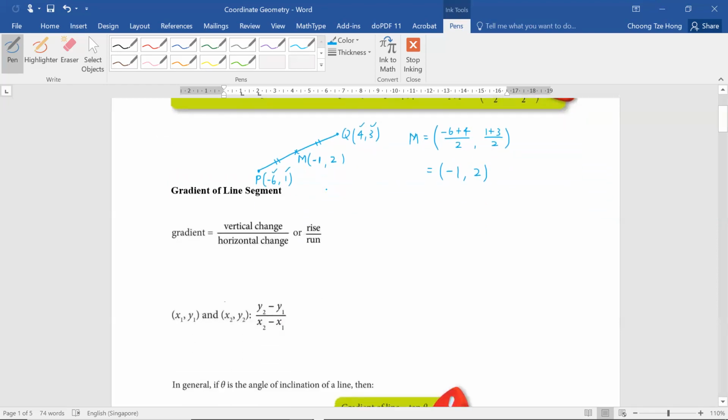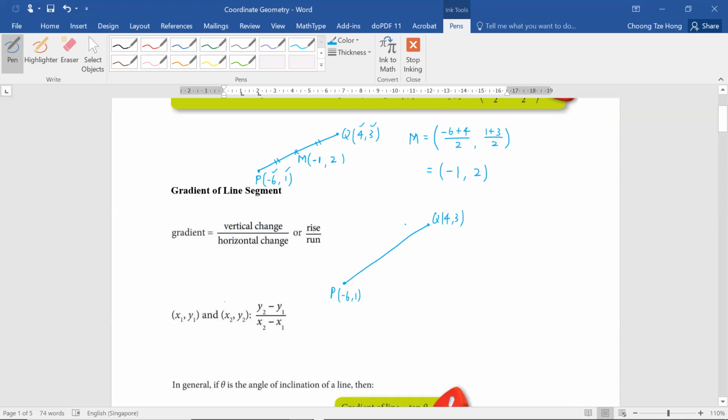The next idea would be the gradient of a line segment. We learned from Secondary 2 that gradient is the vertical change over horizontal change, or more commonly known as the rise over run. We'll use the same 2 points, P and Q. P is here, negative 6, 1. Then Q is over here, 4, 3.